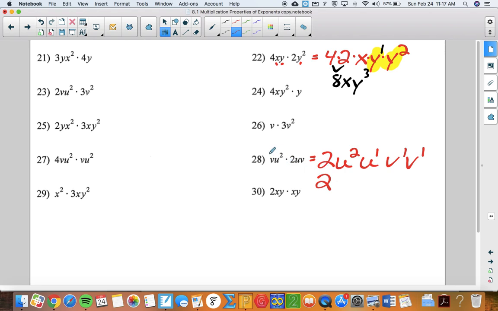You can think of this as a 1 out in front. 2 times 1 is 2. And here, when I'm multiplying the same bases together, I add the exponents. So I get u to the third. And here I'm multiplying v's together. So I add the exponents. I get v to the second.